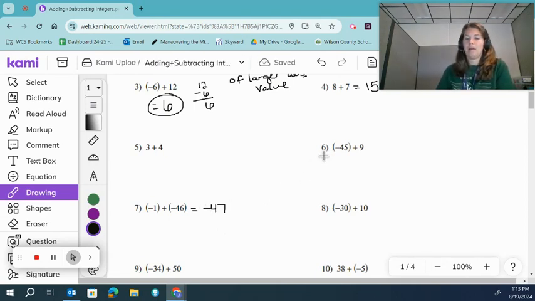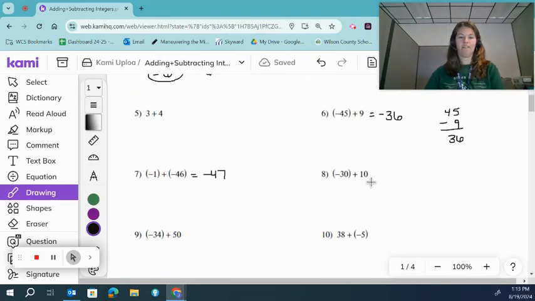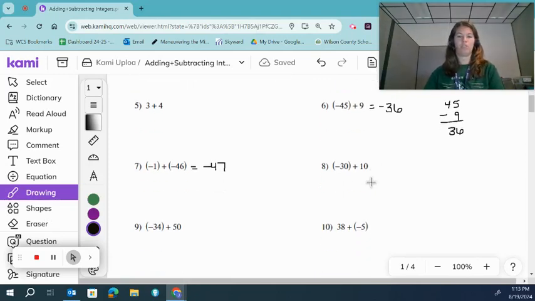Number 6, -45 plus 9, so opposite signs. I'm going to subtract, so I'm doing 45 minus 9 is going to give me 36. I'm going to keep the sign of the larger absolute value, which in this case is -45. So I get -36. And there are several more on this page that you can use for practice.